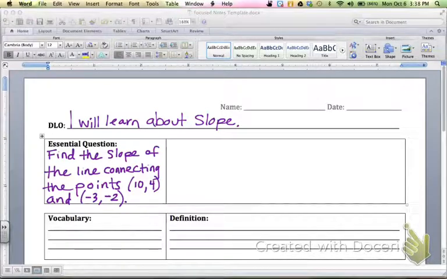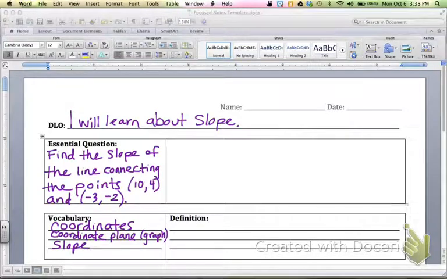So we have 3 vocabulary words we're going to look at today. So we're going to look at the word coordinates. What are coordinates? I think that's how you spell it. Forgive me if I'm wrong. We're going to look at the word graph. Actually, let me fix that. We're going to look at the word coordinate plane, which is kind of like a graph, so you can put a graph in parentheses. But we're going to call it a coordinate plane, and we're going to look at the definition of the word slope.